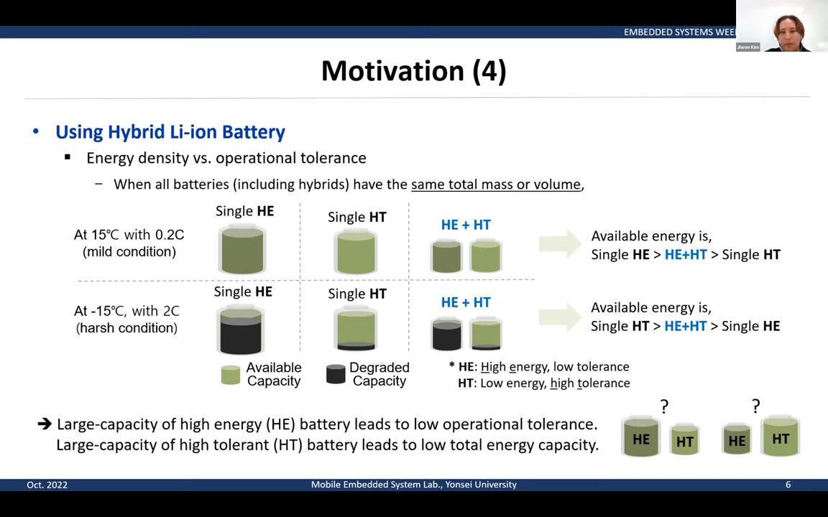If we use these three batteries under the mild condition, like discharging at high temperature with low current rate, the single type high energy battery will provide the highest energy capacity. In contrast, if we use the batteries under the harsh condition, like discharging at low temperature with high current rate, the single type high tolerance battery will perform the best. The performance of the hybrid battery will always be in between the two, and it depends on the mixture ratio between the two types of batteries.